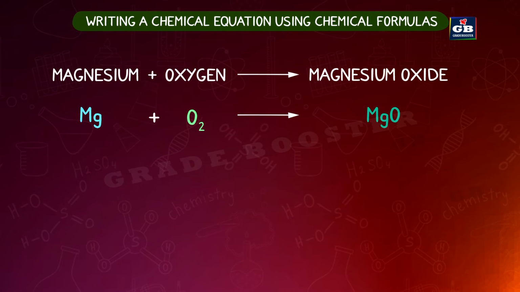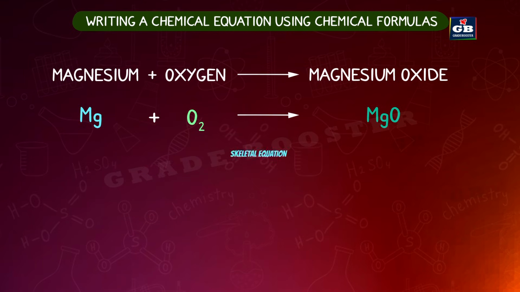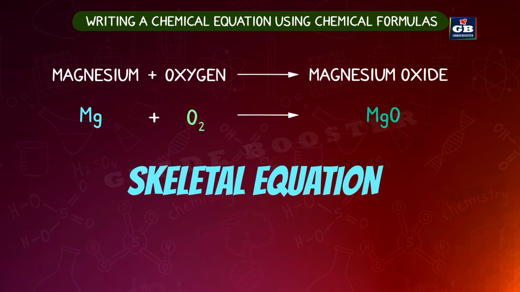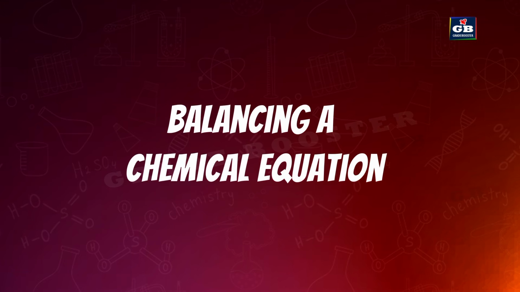Here the number of atoms on the left hand side and right hand side are not equal. That means this is an unbalanced equation. Such equations are called skeletal equations. Then how to balance a skeletal equation? Let's see. Balancing a chemical equation.